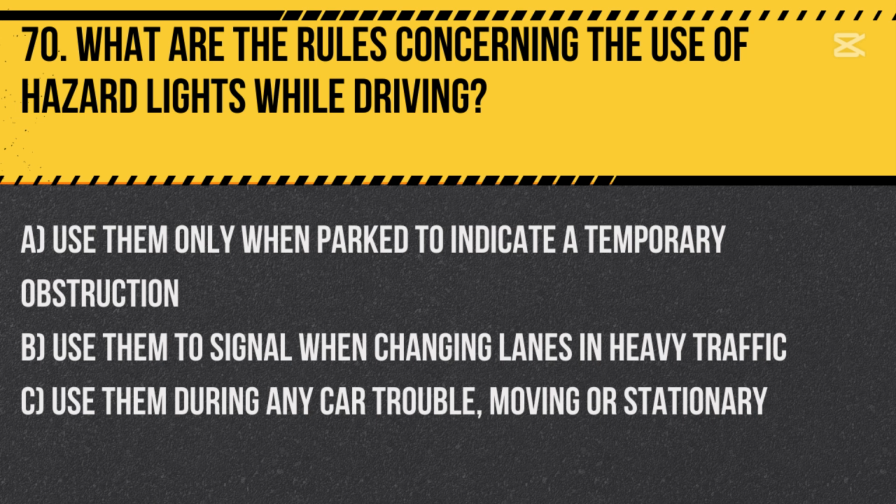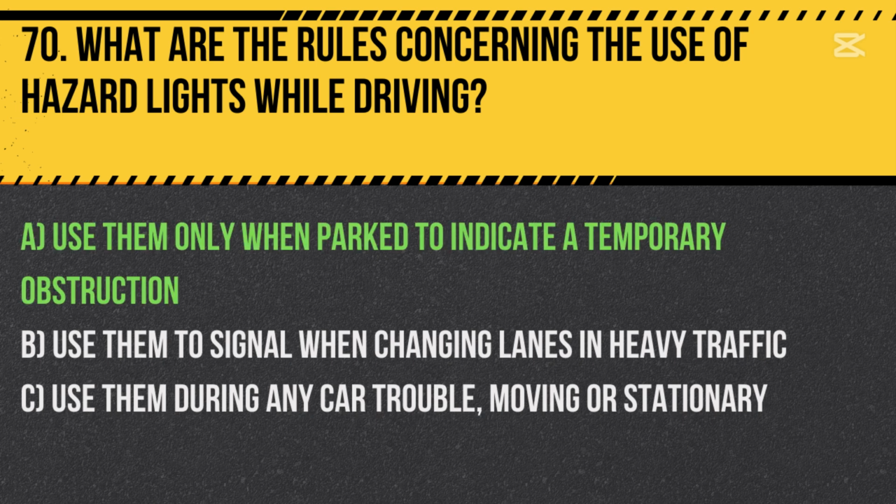Question 70. What are the rules concerning the use of hazard lights while driving? A. Use them only when parked to indicate a temporary obstruction. B. Use them to signal when changing lanes in heavy traffic. C. Use them during any car trouble, moving or stationary. Answer: A. Use them only when parked to indicate a temporary obstruction. Hazard lights should not be used when driving as they can confuse other drivers.